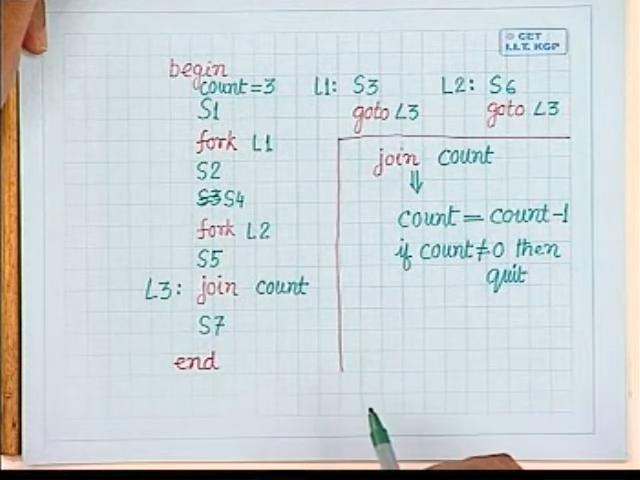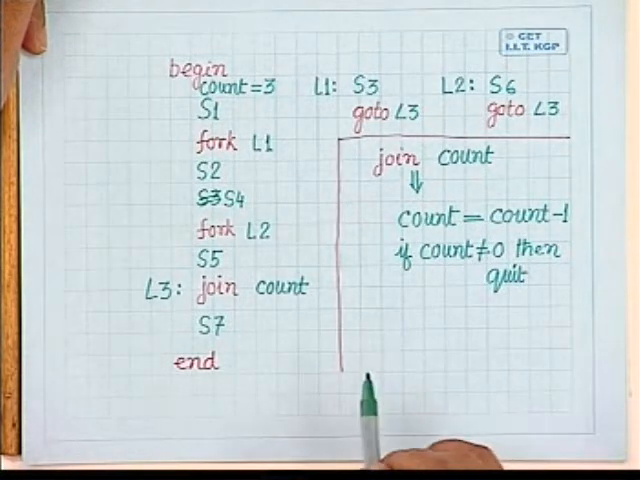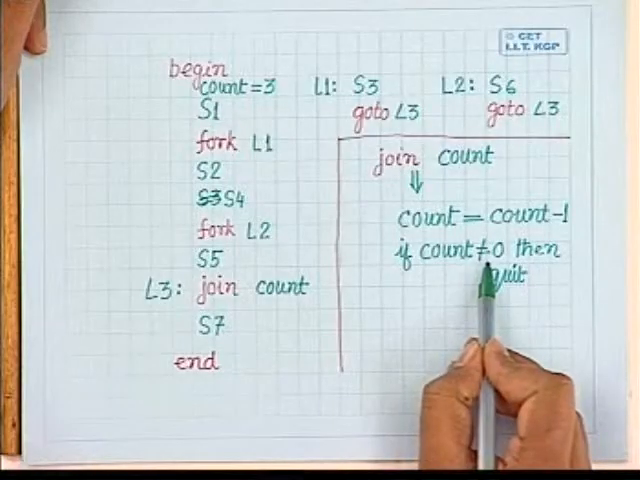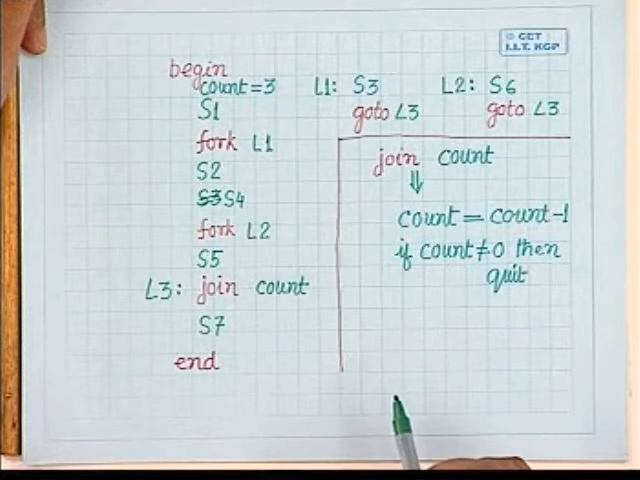So earlier the value of count was 2, it will decrement the value of count by 1, so that now becomes equal to 1, which is again non-zero. So the second process will also be terminated.